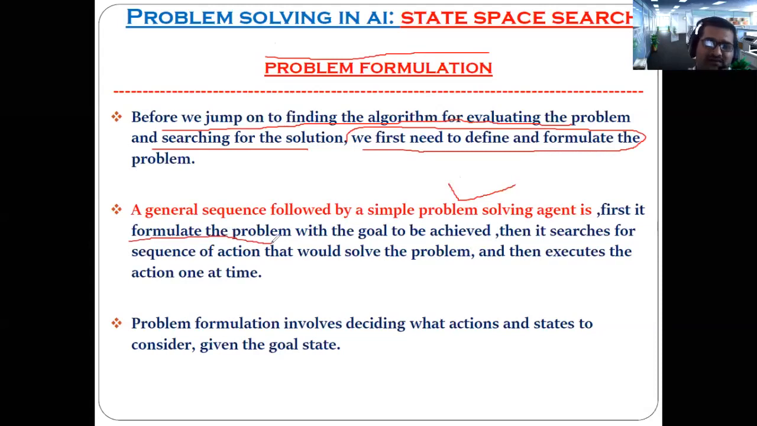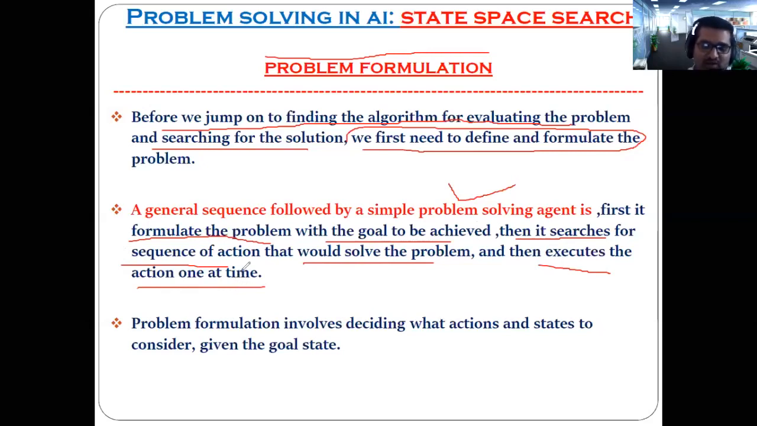So the general sequence followed by a simple problem solving agent is that first it should formulate the problem. That is, it should define and analyze the problem: with what goal it has to reach, what its initial state is, and which state it has to reach. Then only it searches for the sequence of actions that would solve the problem and executes the actions one at a time. In short, before the AI agent applies a searching algorithm to solve some problem, the first important thing is problem formulation, which is defining and analyzing the problem.